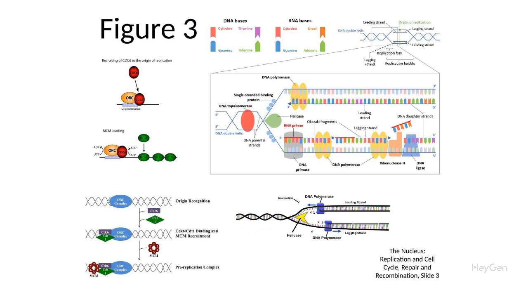Now, look at the key players. DNA polymerase synthesizes new DNA, primase creates RNA primers, topoisomerase relieves tension ahead of the fork, and ligase joins Okazaki fragments. This coordinated effort ensures accurate duplication of the genome.